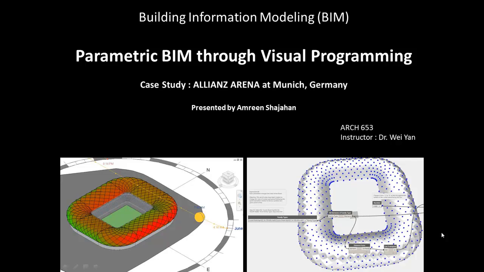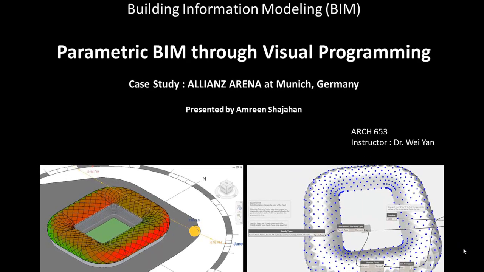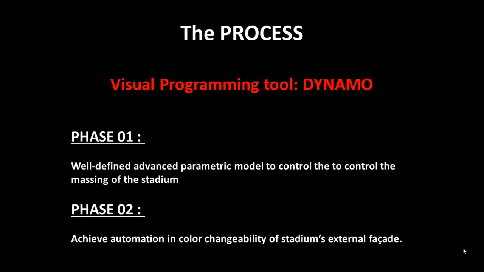In continuation to my first project of Building Information Modeling course, Project 2 will extend the functionality of Parametric BIM by using a visual programming tool. In this Project 2, the node-based visual programming interface, Dynamo, has been used to control project parameters more efficiently. First of all, a well-defined advanced parametric model of Allianz Arena has been created to control massing of the stadium.